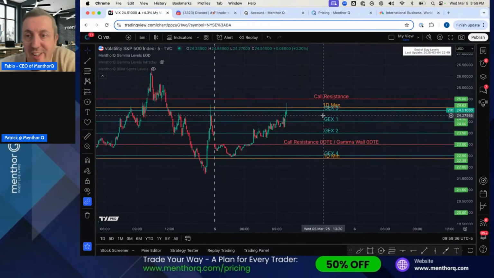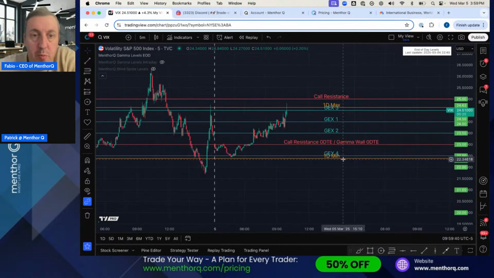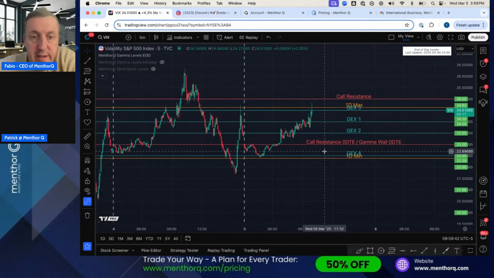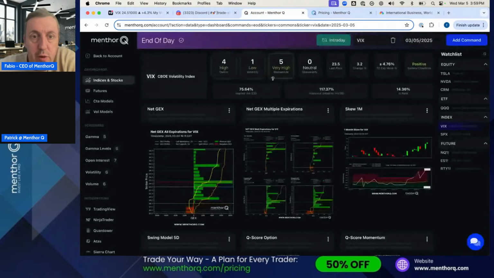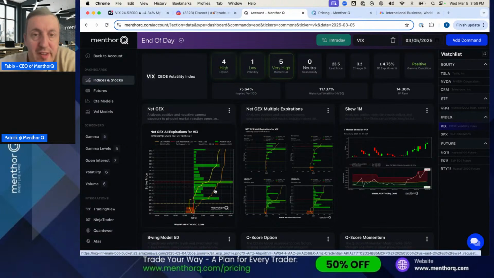So we are now still at 24.5, so we're almost at 25. So obviously very high volatility. And also, if we go back to the dashboard, as you can see, this is all green for the VIX, but of course, this is not positive for the market because we have an inverse correlation.